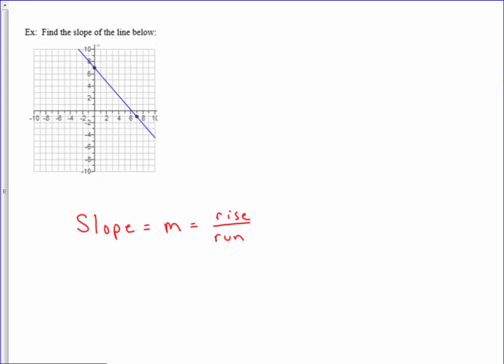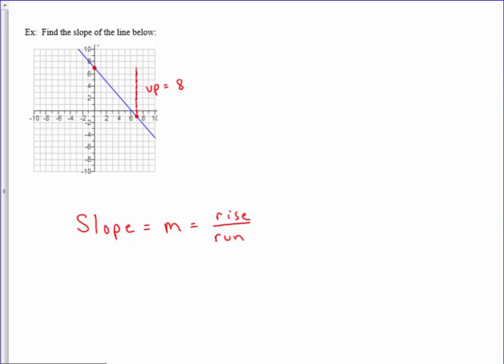So let's say in this particular example, we choose to start at the ordered pair they have below. How many units up would we have to go to be able to be on the same level as that next point up? So let's count. 1, 2, 3, 4, 5, 6, 7, 8. So we would have to go up a positive 8 units.